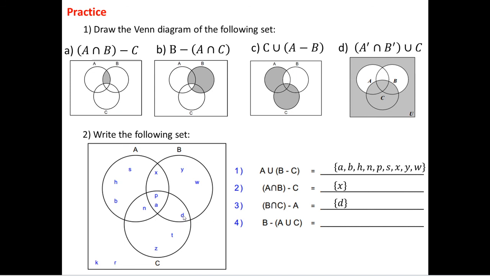And the last one, what is B minus A union C? So set B minus A union C. So we remove everything that is part of A and C. From set B, we remove everything that is part of A and C. So we remove X, P, A, and D. So we are left with W and Y only. So that is our answer for number four.